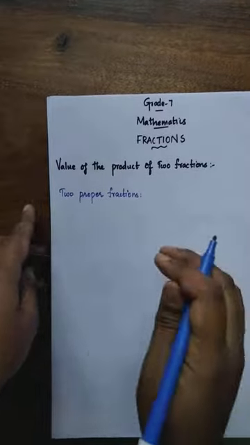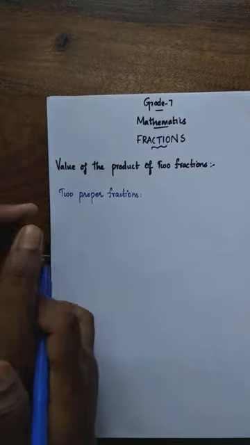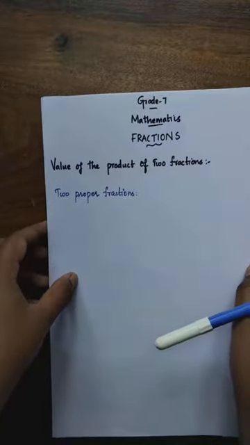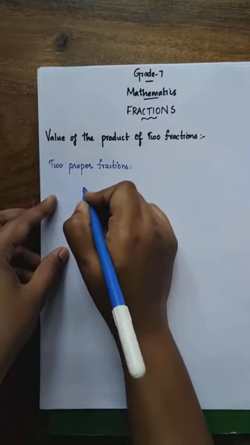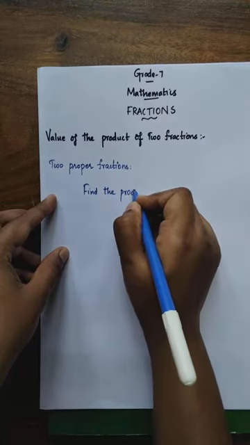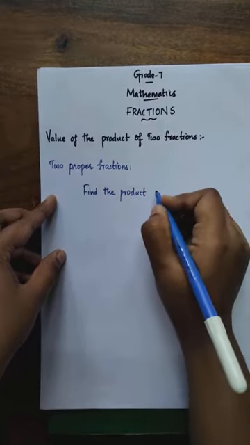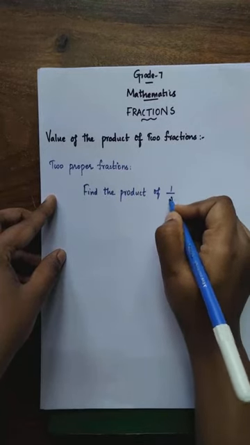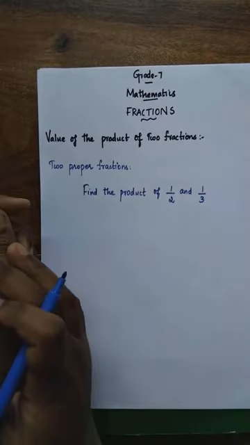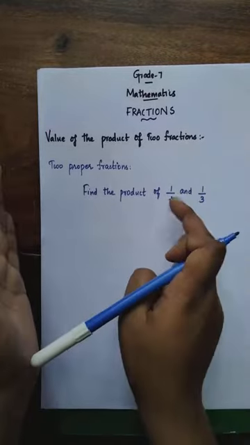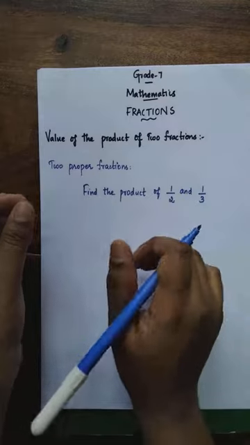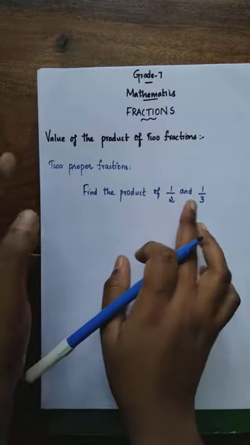First we are going to multiply two proper fractions, then find whether the value is greater or less. Find the product of 1 by 2 and 1 by 3. You can take any two proper fractions. 1 by 2 and 1 by 3 are proper fractions because the numerator is lesser than the denominator. Now we are going to multiply these two fractions.